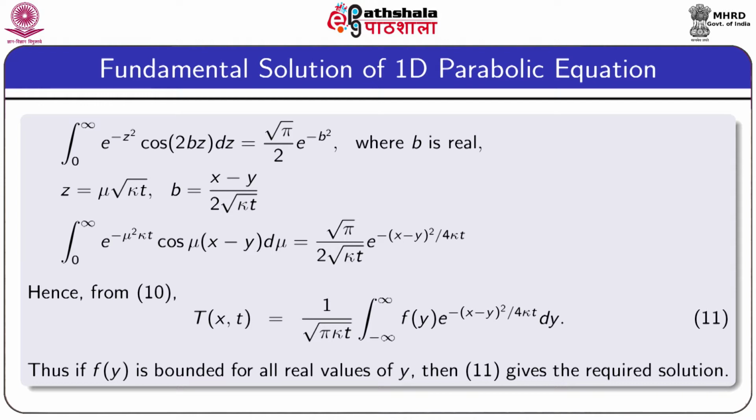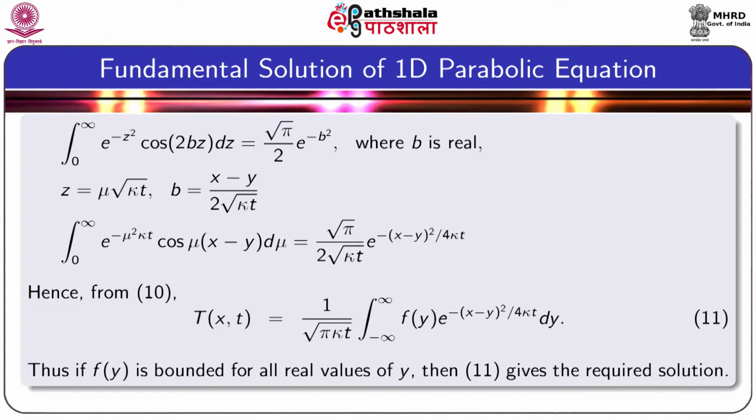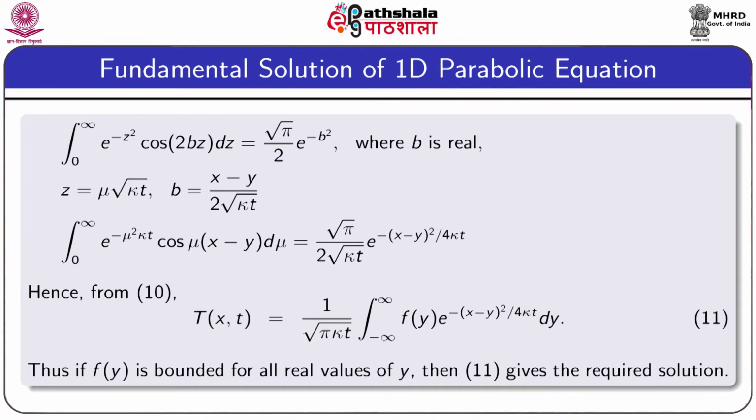We can obtain the value of the expression written on the left-hand side using the property of the gamma function, where b is real. Now, in this relation, if we substitute z as mu into square root kappa t and b equal to (x minus y) by 2 into square root kappa t, it becomes the integral from 0 to infinity of e to the power minus mu square kappa t cos mu (x minus y) d mu, which equals the expression written here.